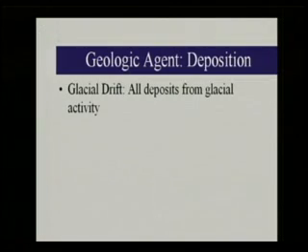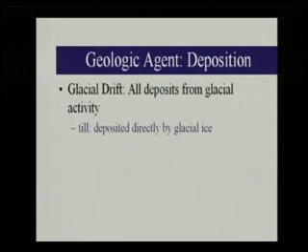What about deposition? Glacial drift refers to all deposits that are deposited from glacial activity. And we can divide this into two types. Till is deposited directly by glacial ice. It tends to be unsorted because glaciers do not sort. Think how a glacier deposits.